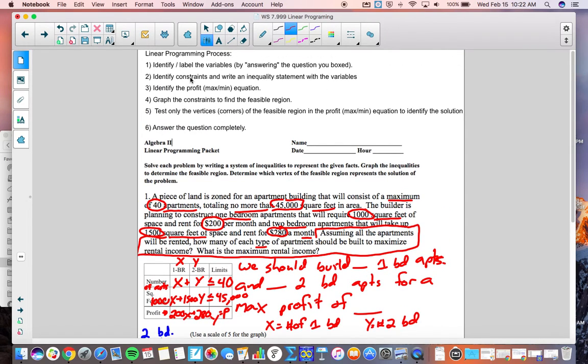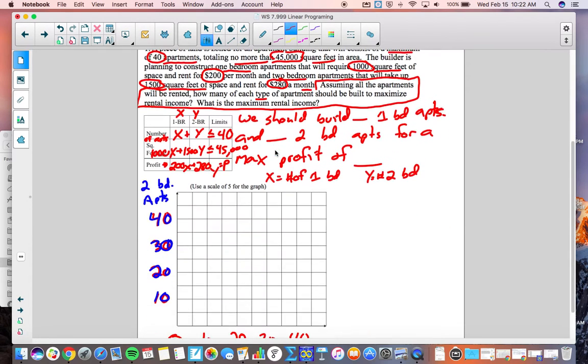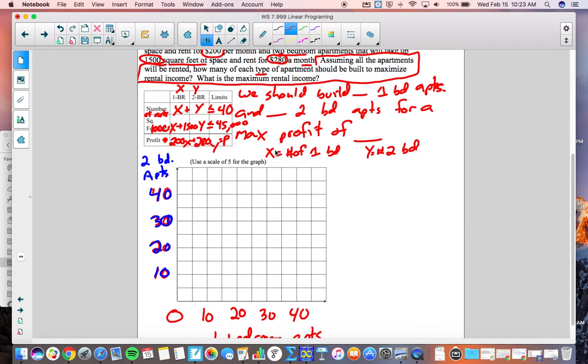So we've identified the constraints and written our inequality statements. We also identified the profit, or the max-min equation. So now we're going to graph just our constraints. We do not graph the profit. That'll tell us what quantities we can actually make. Now these are in standard form. Some of you like slope-intercept form better, so by all means, if you want to solve for y in each of these respective equations, do it. However, it's easy to get my x-intercept for this top equation.